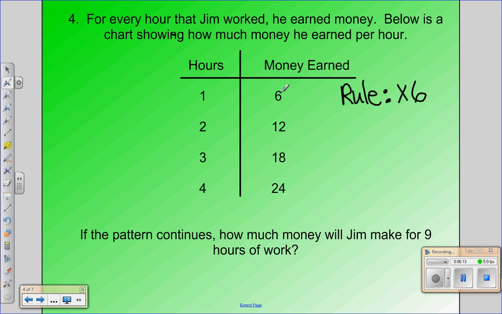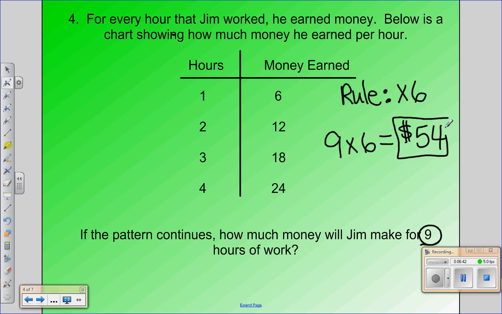1 times 6 is 6. 2 times 6 is 12. 3 times 6 is 18. 4 times 6 is 24. So your question is, if the pattern continues, how much money will Jim make for 9 hours of work? So you're going to plug that 9 into your rule. For 9 hours, our rule is to multiply by 6. 9 times 6 is going to be $54. So Jim earned $54 for 9 hours of work. First, you have to find your rule and then plug in the number that they're asking for.